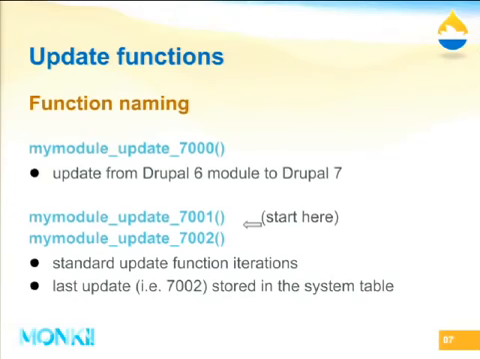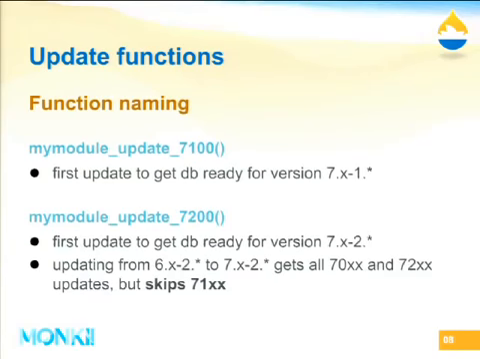Most of us who are working with update functions will start with 7001. You've got a Drupal 7 module, and this is your first update function. Then you just number them sequentially. There's a special number for the second digit, which is used to indicate what the major version number of your module currently is. If you're not really using versions of your modules, you'll pretty much never have to worry about that second digit.